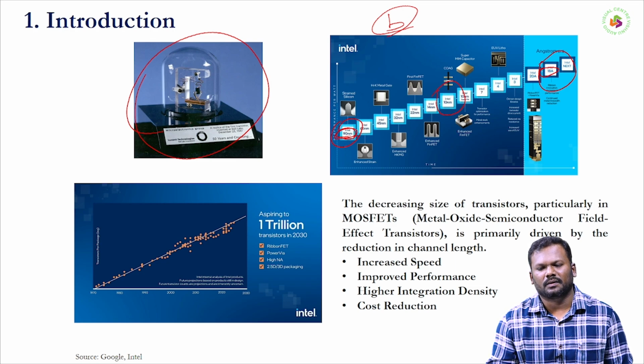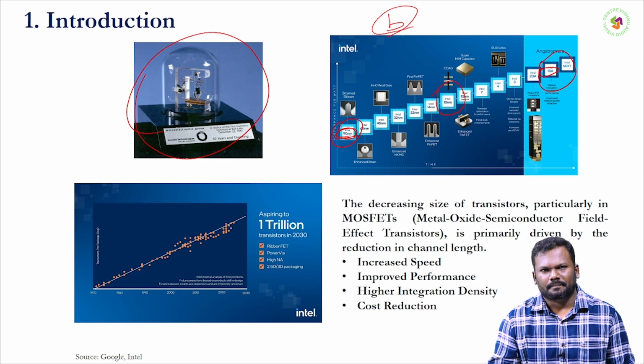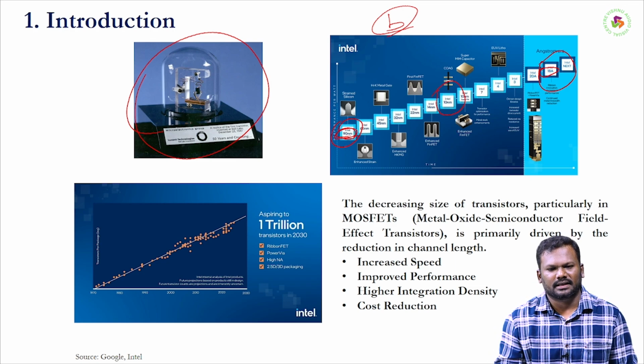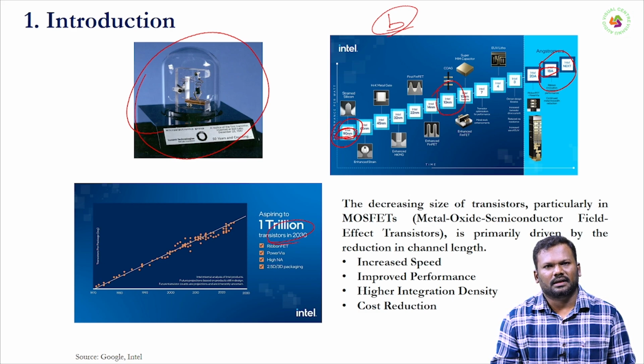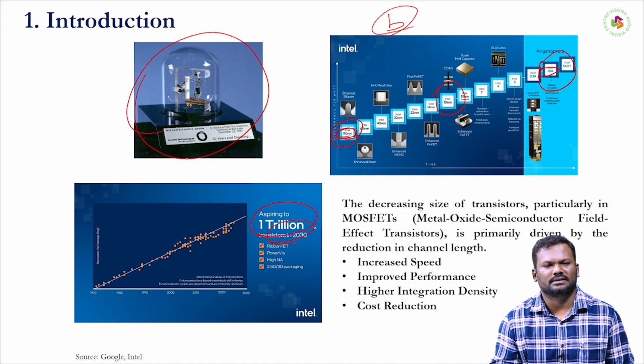Angstrom means 10 to the power of minus 10 meters. Intel is predicting that by 2030, a microprocessor or any chip will consist of 1 trillion transistors. This is the expectation from Intel.